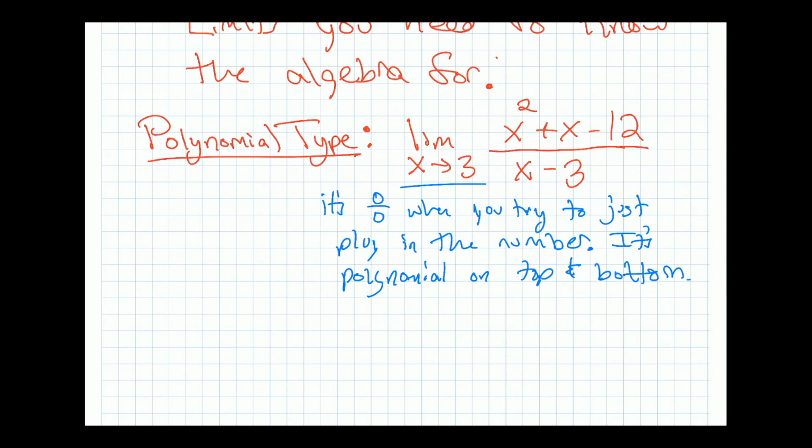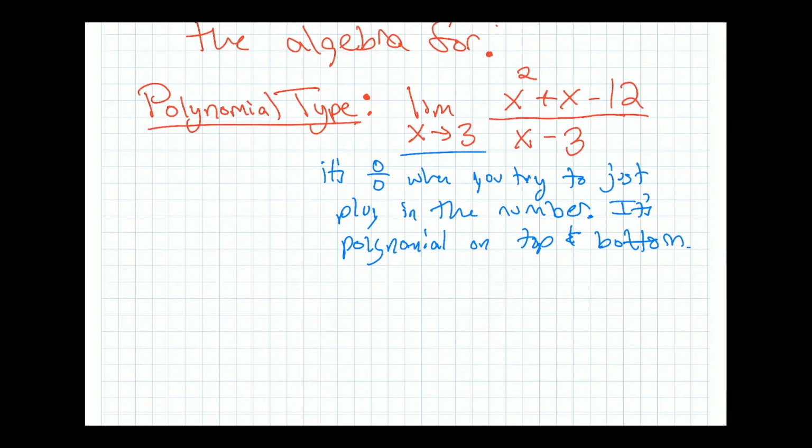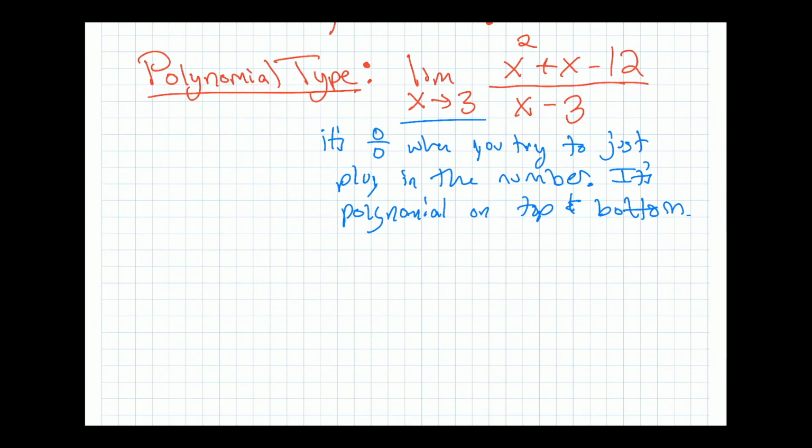So that's how you're going to recognize it. Okay, I don't know why I was writing in red. Switching back. So that's a polynomial type. Another type you're going to see is what I call the square root type. And you do this in homework 4. So let's see, square root type.